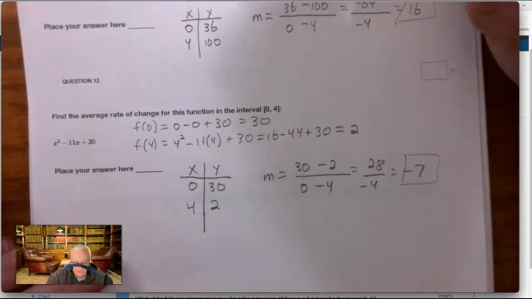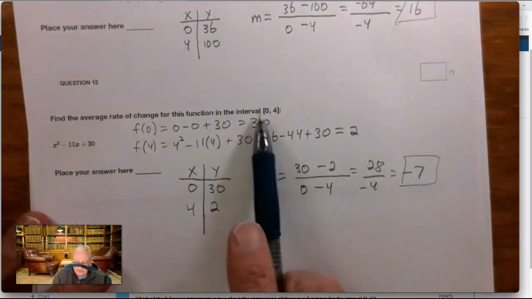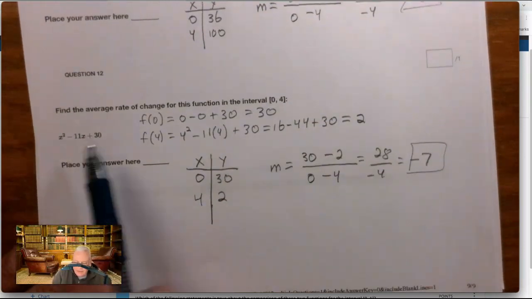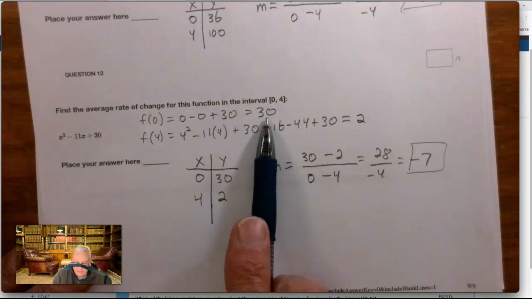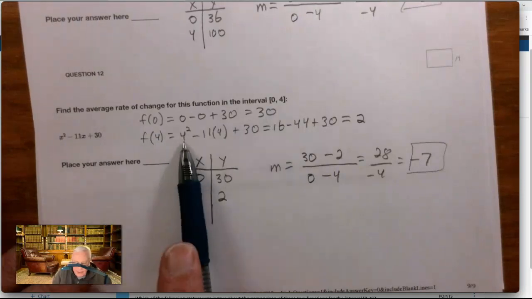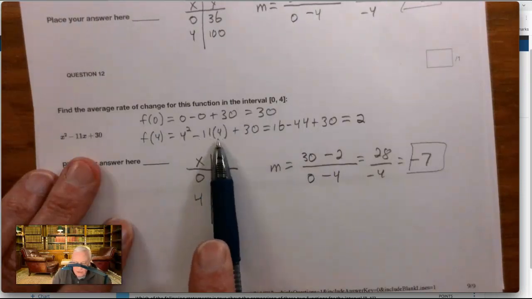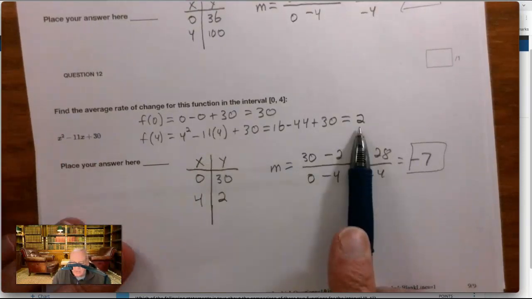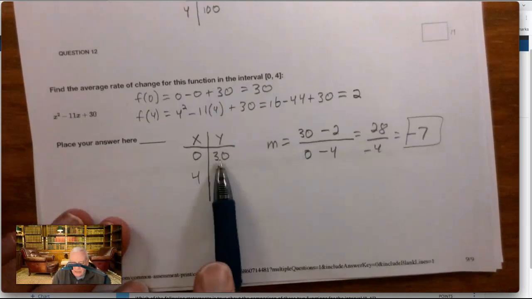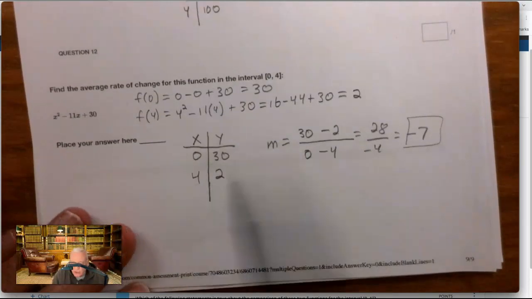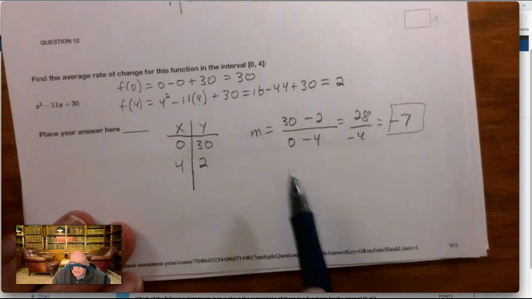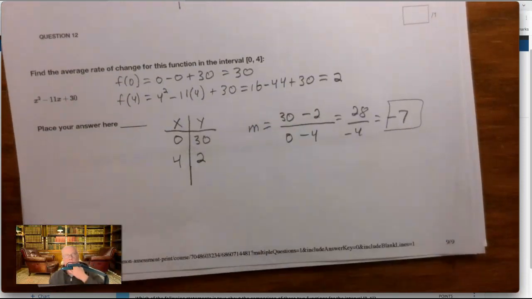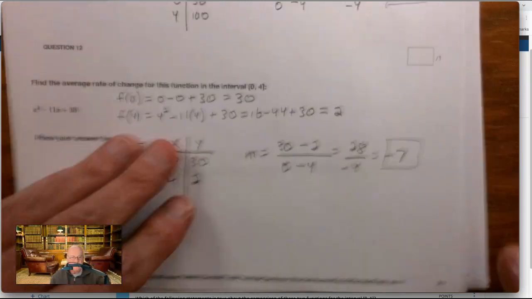All right, number 12. The interval is the same, 0 to 4, but the function is different. You plug them in. Again, this one you get 30. And this one is 4 squared minus 11 times 4 plus 30. I ended up with 2. So here's my 2 points, 0, 30, and 4, 2. I use the slope formula to calculate the rate of change. I got -7, okay? You can stop the video if you need to, guys.